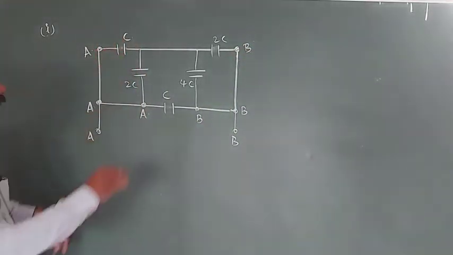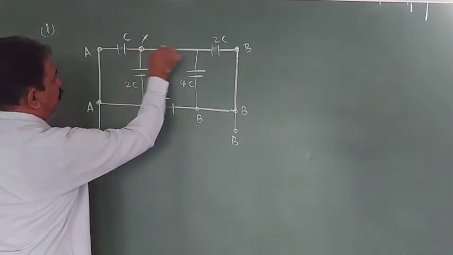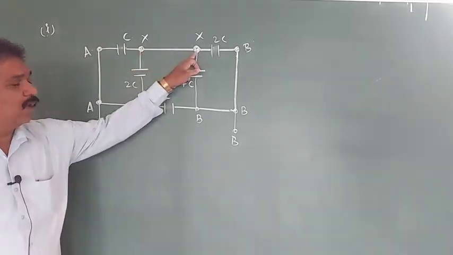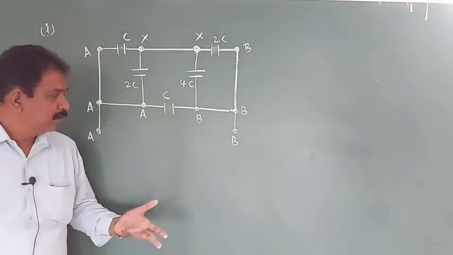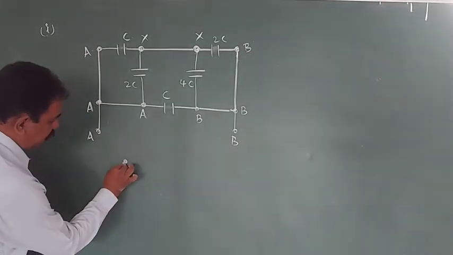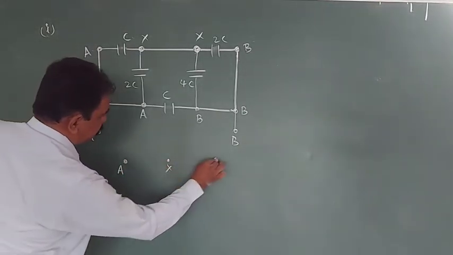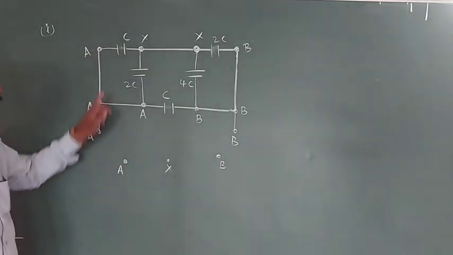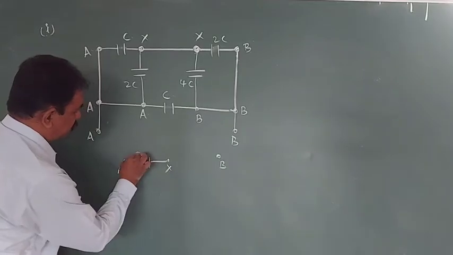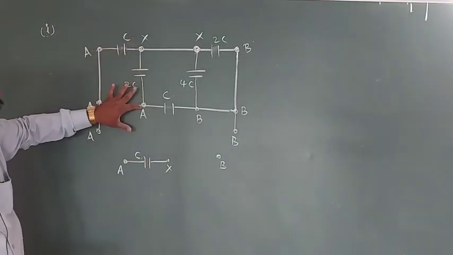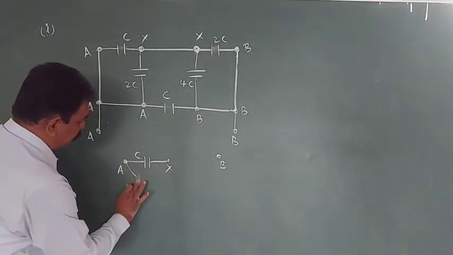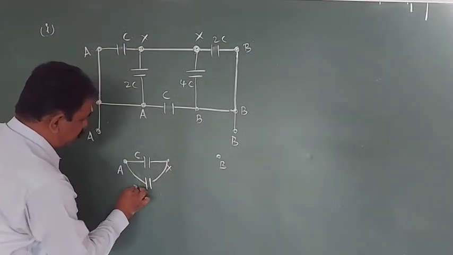I am writing here X. Then automatically here what should I write? X only, because it is just a wire, so we can write X only. Then redraw the circuit. How will it be? A, X, B, 3 points are there. A to X, this will be C. A to X, X to A, same only, na? Both are same only. This value will be 2C.